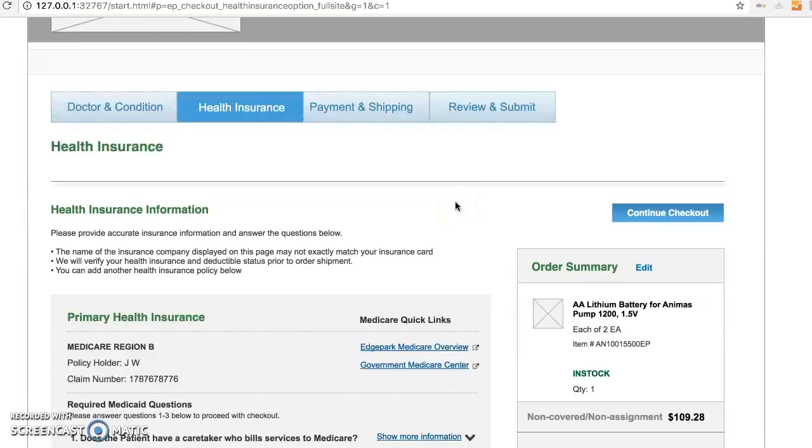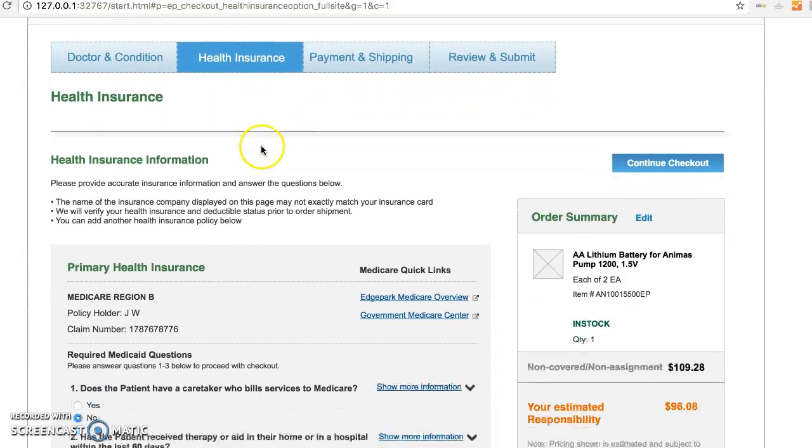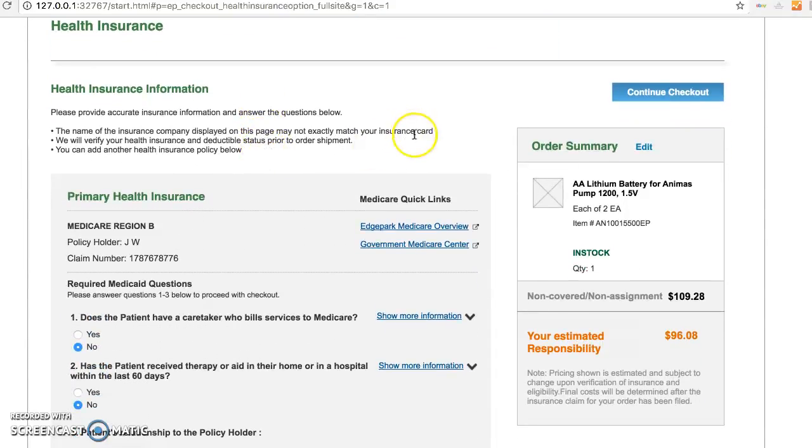So then I'm going to skip to the meat and potatoes here. What I did for the health insurance page, this is after you put in your doctor and condition, you go to the health insurance here. What I wanted to do was add a little bit of additional information for folks as they're coming through. And I think it's not disruptive to the process, and I'll walk through that here.